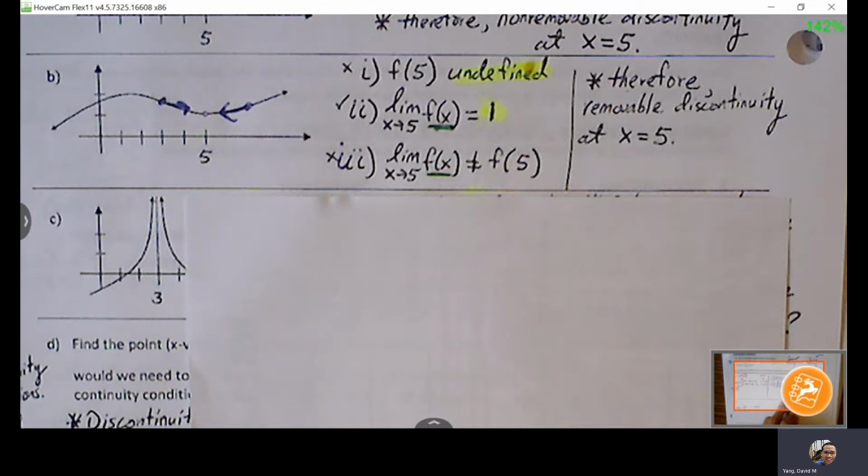Okay. Remember, infinity is a subcategory of DNE, so you say DNE, then you see infinity. Then you can stop there. You know what type of discontinuity it will be from that second condition.